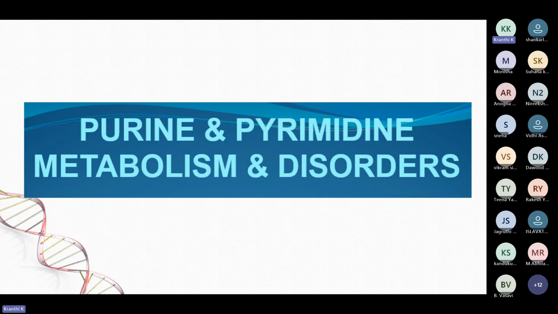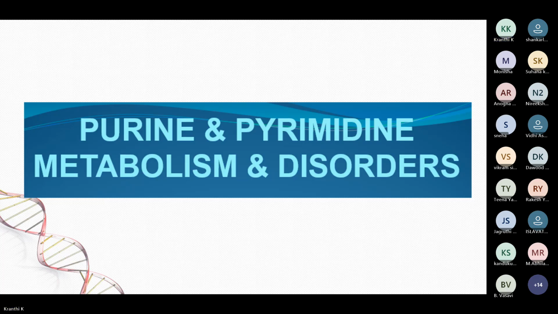If you know the DNA structure, then it will be easy for you to understand purine and pyrimidine, because in DNA and RNA, the purines and pyrimidines exist. If you have some prior knowledge of DNA, you will understand a bit more easily. If you have any doubt, just let me know, I will clarify. Today's topic is purine and pyrimidine metabolism and disorders. The class will be 2 hours, and in between we'll have a break for 10 minutes.